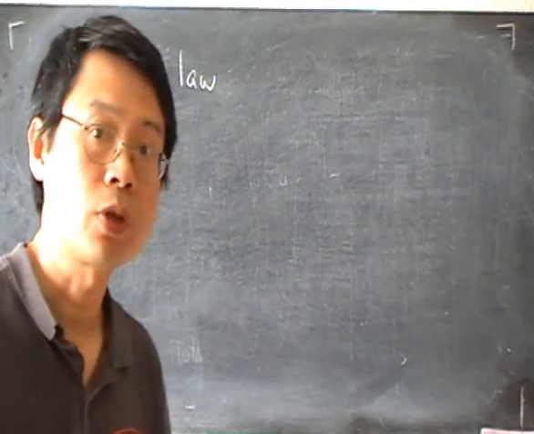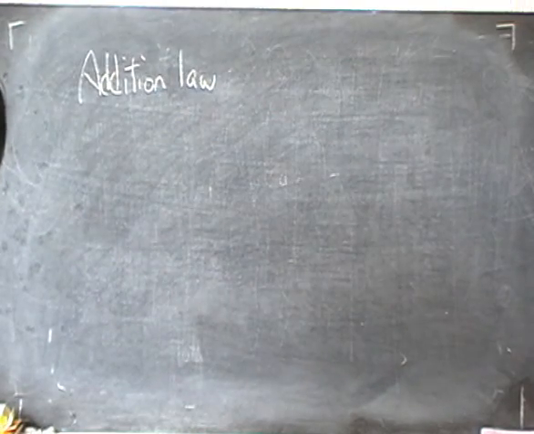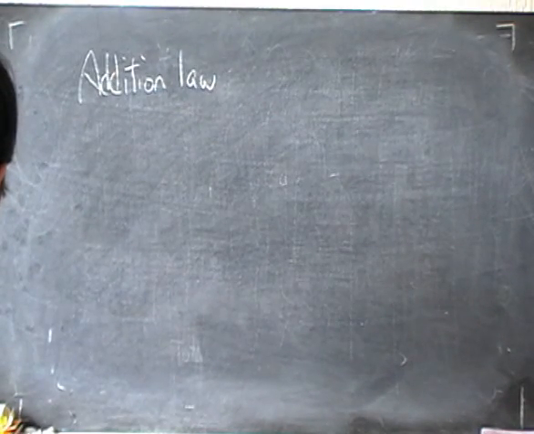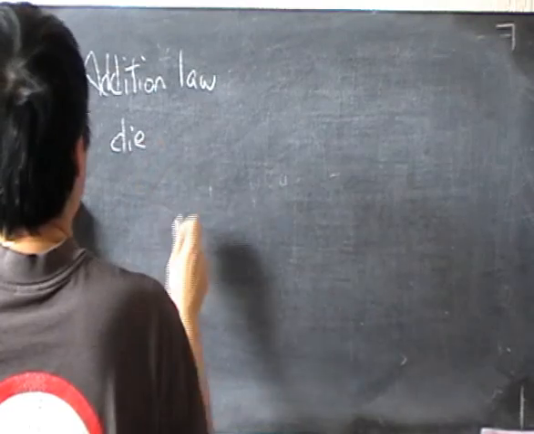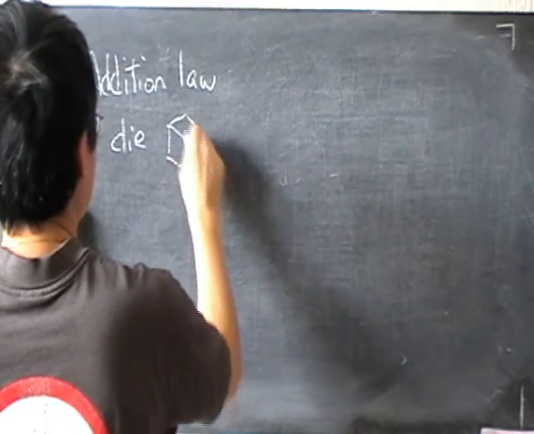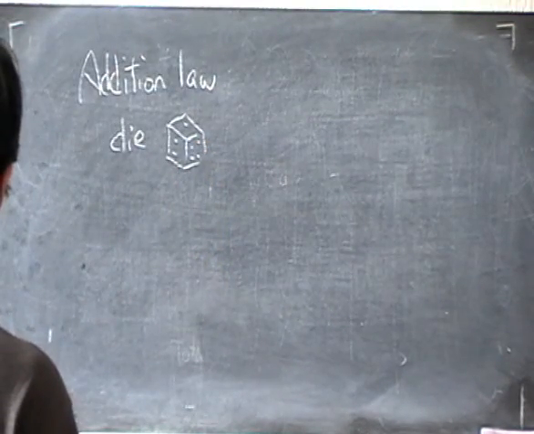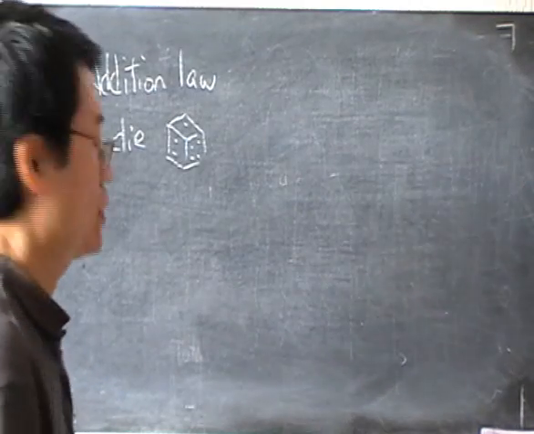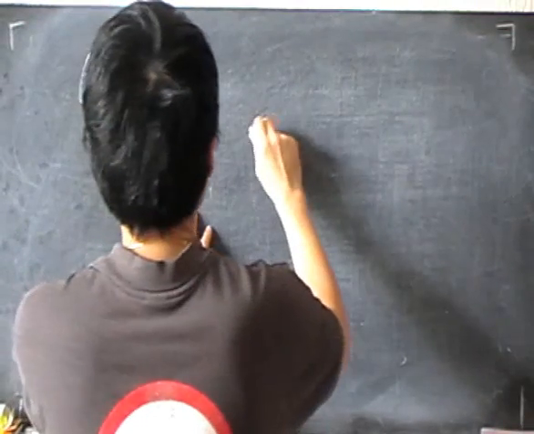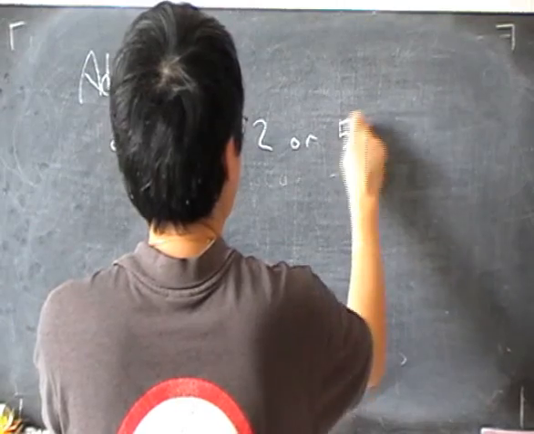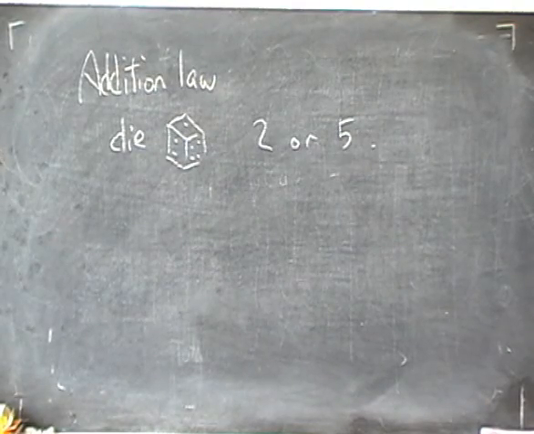The addition law of probability, that's what I'll look at now. Let's look at the example of a die again. So if I toss this die, I'm interested in the probability of getting, say, a 2 or a 5. So what's the probability of getting a 2 or a 5?